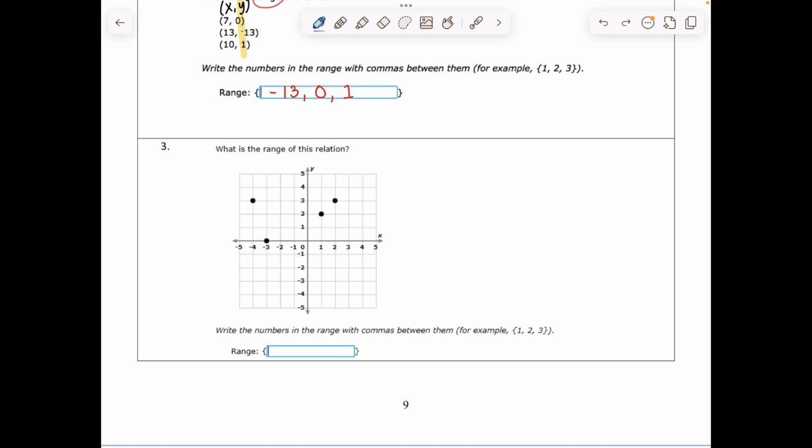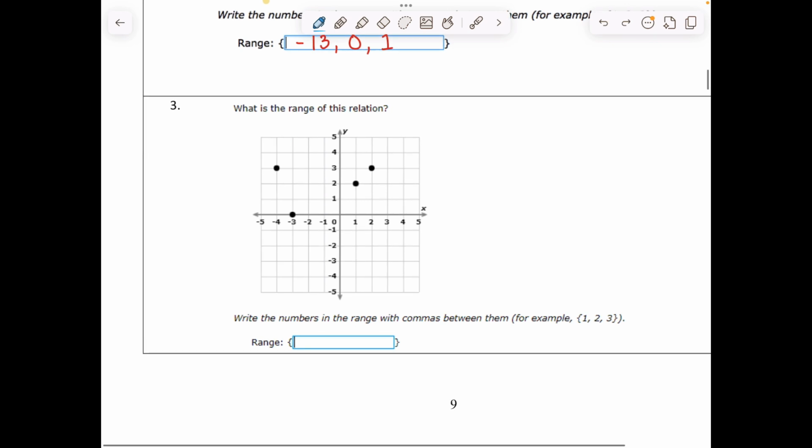Okay, number 3, take a look. Why don't you take a second, and while the video is playing, see if you can start, or if you're moving ahead, you can check as we go. It asks for the same thing. What is my range? I would say the easiest way to do this, if you don't feel like you can look very carefully at the graph, is to write out all the points. I see 4 points on this graph, so I'm just going to write each of them out separately.